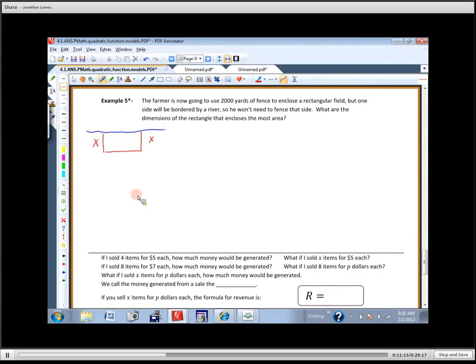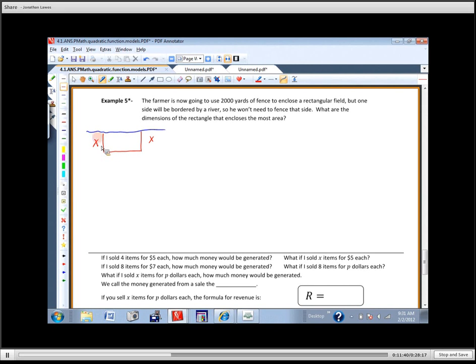Now, let's think about this for just a second. I'll show algebraically how to come up with the other side, but let's think. This side is going to be whatever's left of the fence. So let's say I used 100 here. How much did I use over here? 100. How much is left for this one here? 1,800. How did you get that? 2,000 minus 200, right?